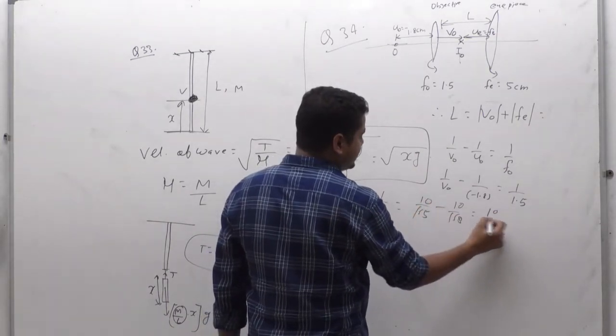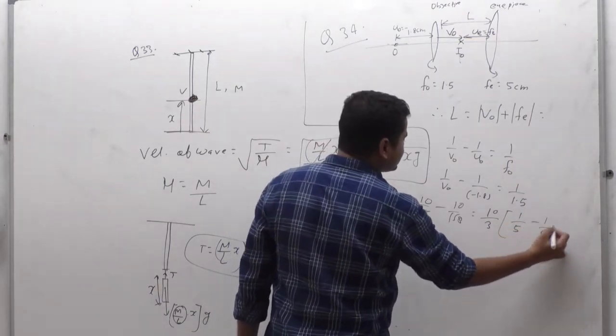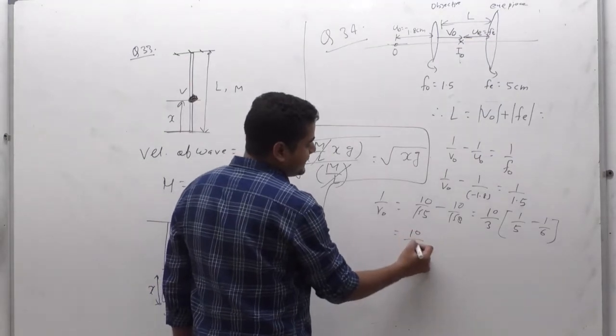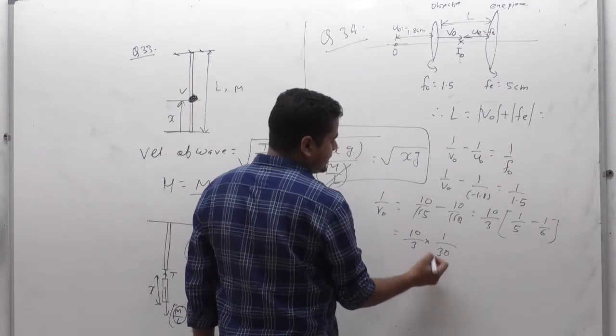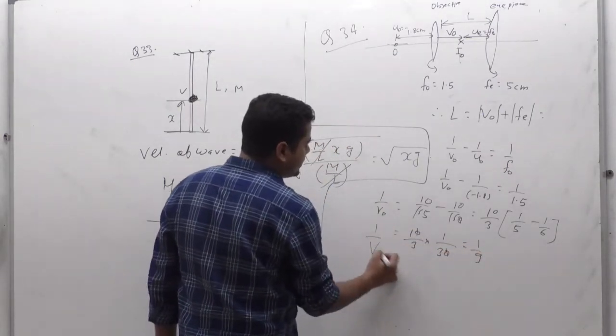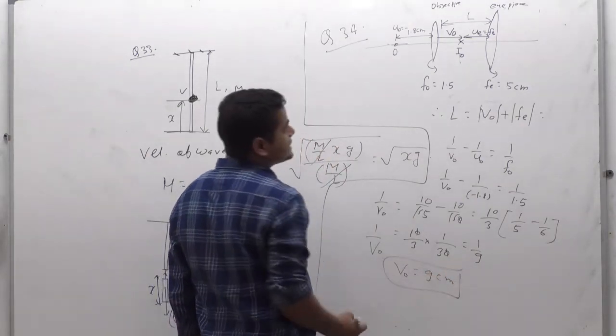So this is 10, and 3 is common, so you can take it common. 1 by 5 minus 1 by 6. Taking LCM, 6 minus 5 is 1, and 6 into 5 is 30. So this is something like 1 upon 9, which is 1 upon v_o. So v_o equals 9 centimeter.